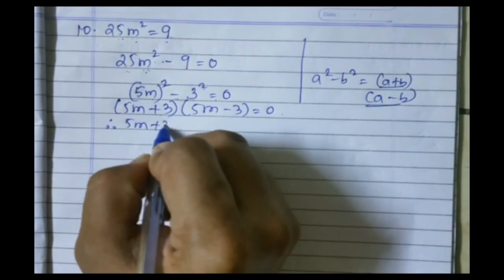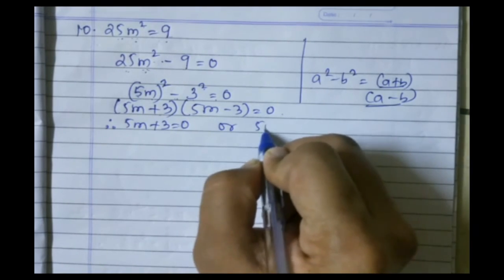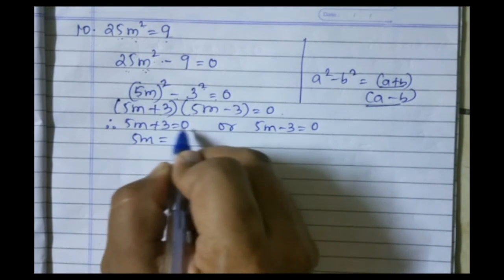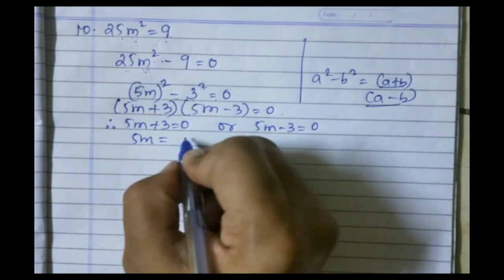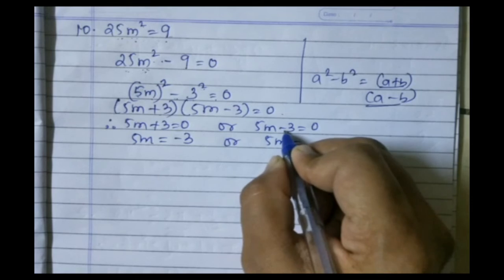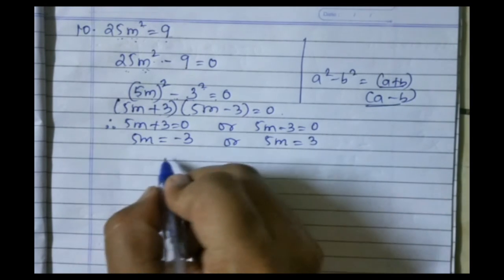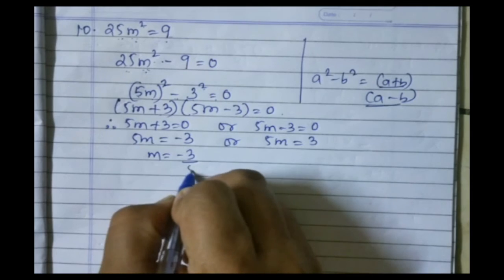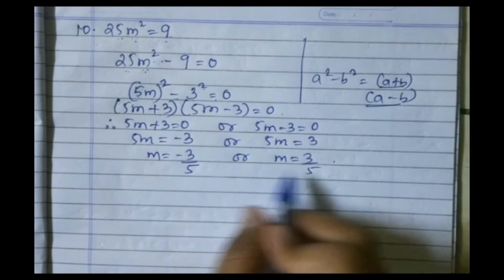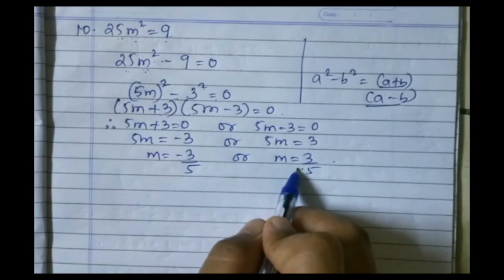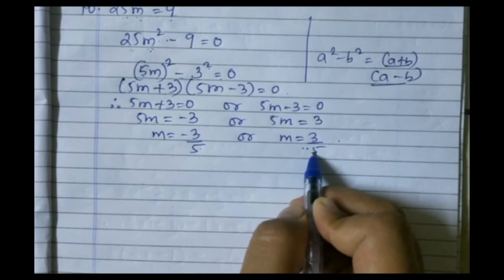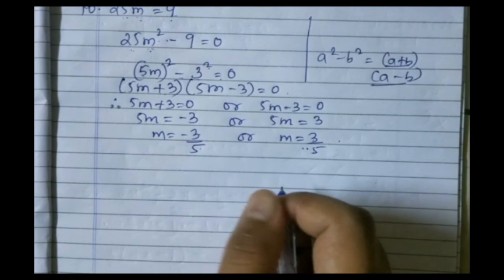Now two brackets equal to 0. Therefore either 5m plus 3 is equal to 0 or 5m minus 3 equal to 0. So this comes up to be 5m equal plus 3 goes there, it becomes minus 3. So I get minus 3 and here I get 5m equal 0 minus 3 goes over there and it becomes plus 3. So m is equal to minus 3 upon 5 or m is equal to 3 upon 5. So this is my solution set, the values of m. So I can write the answer that minus 3 by 5 and 3 by 5 are the roots of the given equation.